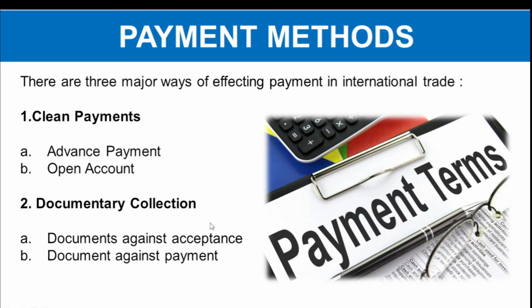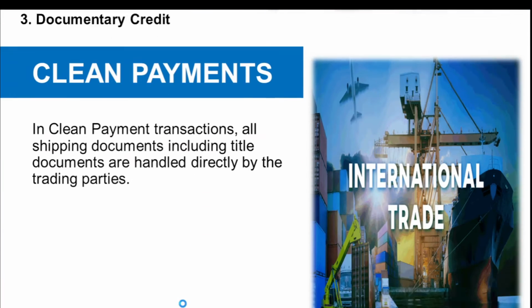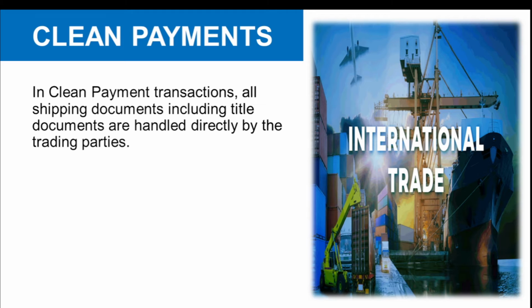Second one is the documentary collection method. Again, here are two types: documents against acceptance and documents against payment. We will be reading about all this in the coming slides. And the third type is documentary credit, which is more popularly known as letter of credit. Okay, let's move on and see what clean payment is.